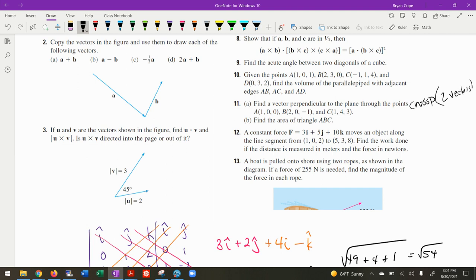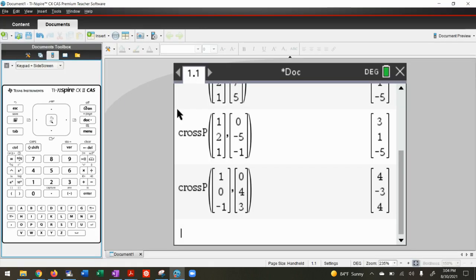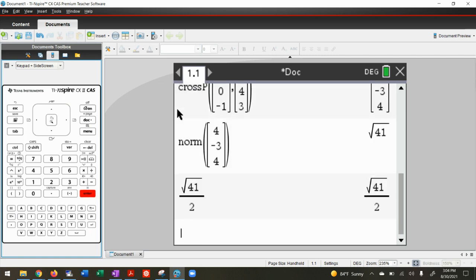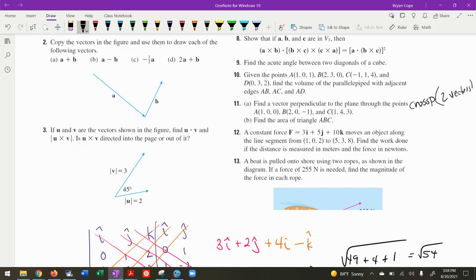All right, now this is an interesting one. Find the area of triangle ABC. I'm not really sure. Okay, Chris. Oh, come on, you can do this. All right, do you know how to find a parallelogram area? Right. So let's find the magnitude of the thing we just found. Remember the calculator command? Norm. That's the area of the parallelogram. The triangle is just half the parallelogram. So it would be root 41 over 2.